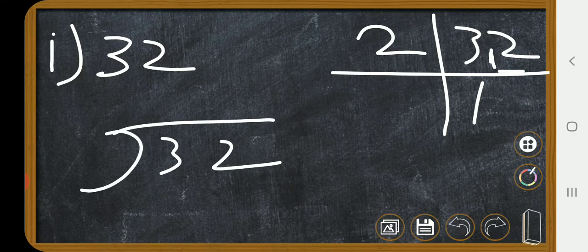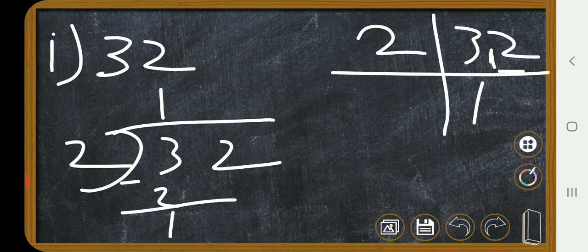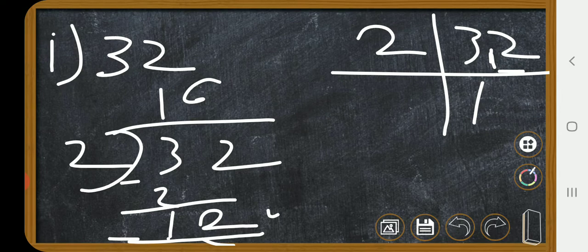32 is there, right? You have to divide it by 2. 2 1s are 2. This 1 remains. So here 1 comes, and this 2 will come down. It becomes 12. 2 6s are 12. 12 minus 12 is 0. So here will be the 16. Only the question you have to write here.